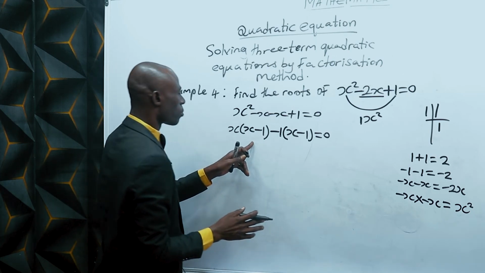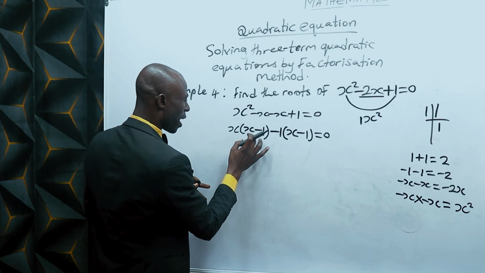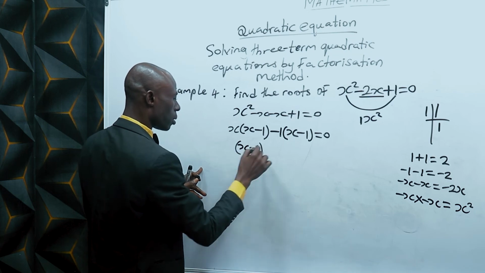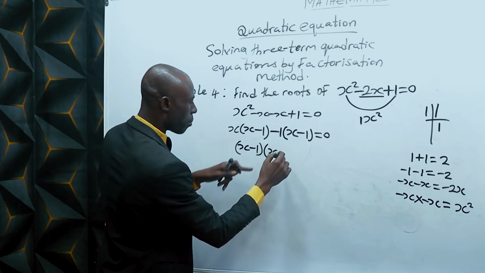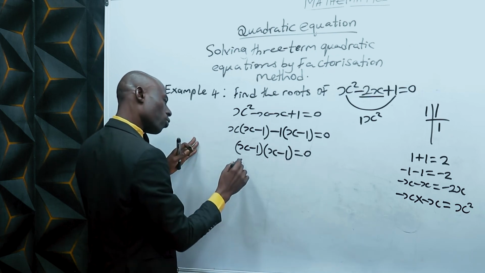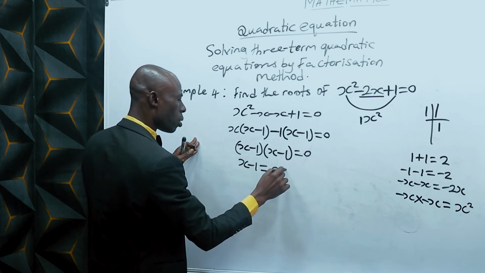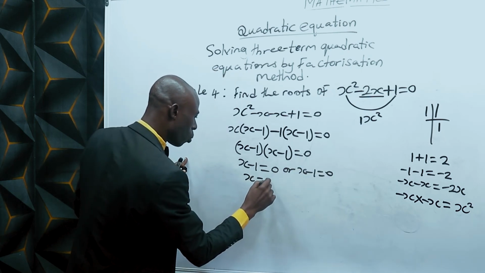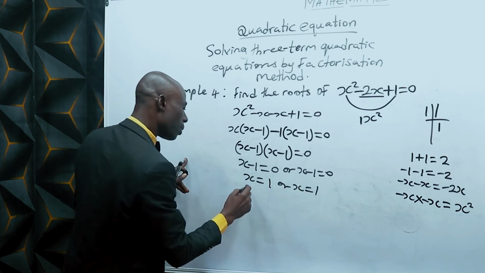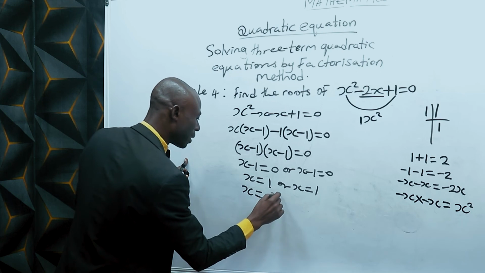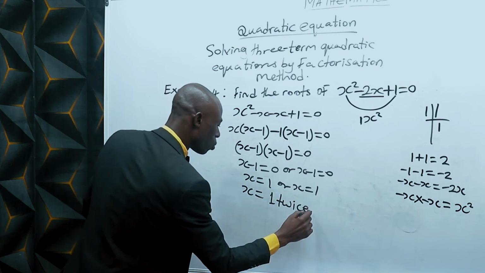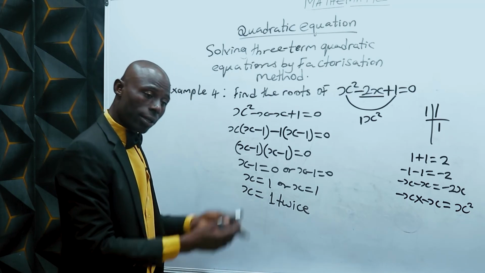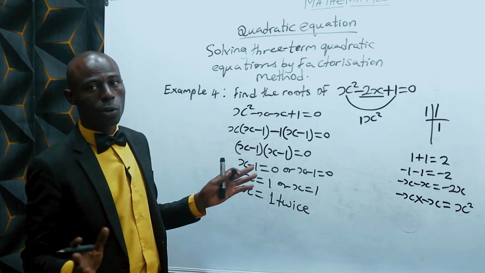So, you factorize x minus 1 out because it's common to the two terms. You have x minus 1 into what is left here, x. What is left here, minus 1 equals 0. Don't forget, it's either x minus 1 is equal to 0 or x minus 1 is equal to 0. So, you have x is equal to 1 or x is equal to 1. You see, x is equal to 1 twice. That is, the first root is 1, the second root is 1.